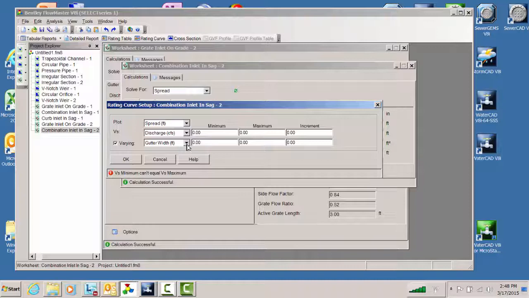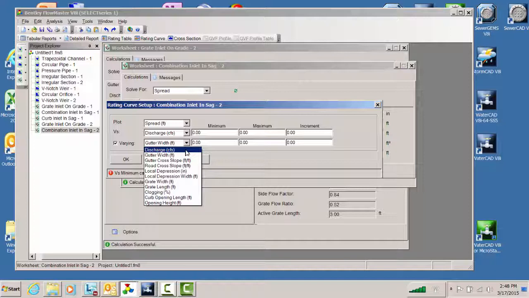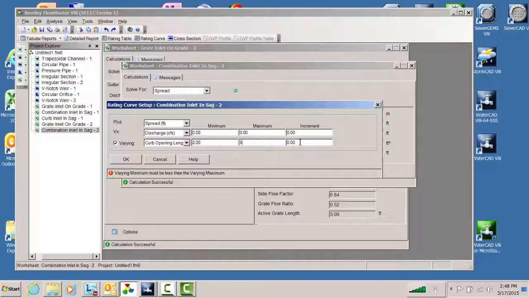And let's vary one of the other parameters as well. Let's look at modifying the curb opening length. Let's see if we make the curb opening a little wider. So we're going from 2 feet to 5 feet, 1 foot increments. And we're going to let the discharge vary from essentially zero CFS up to one, which is our high value. And we're going to look at an increment of 0.1.